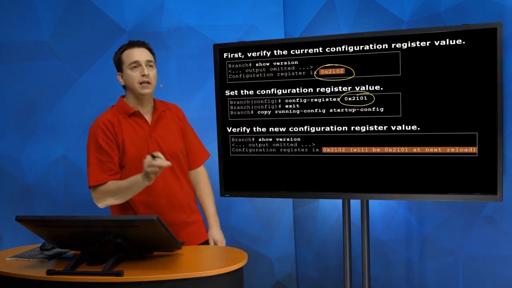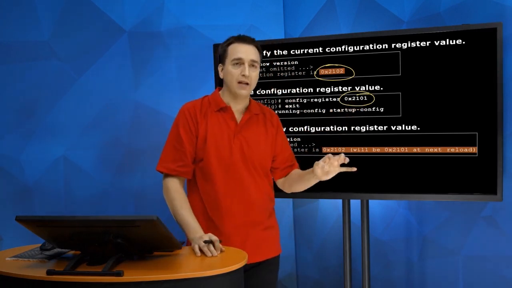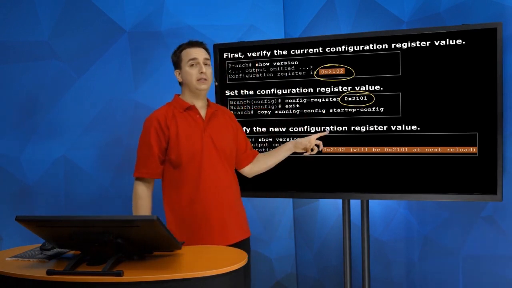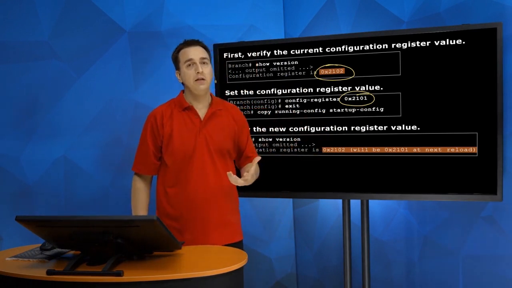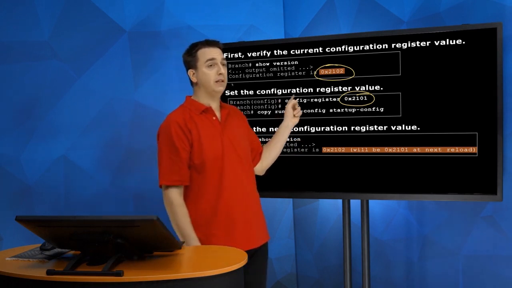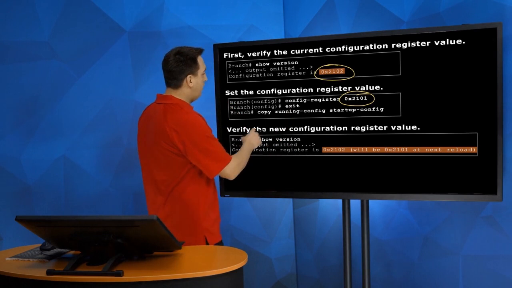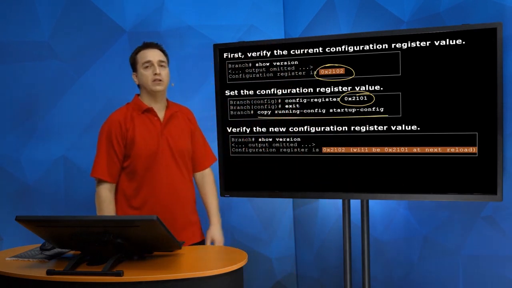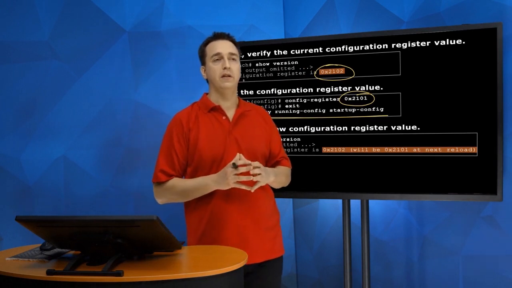0x is the hex. It's telling my device this is a hex value we are now adding in here, which is 2101. If you don't put 0x, then it thinks it's decimal. And decimal 2101 is completely different than hex 2101. So don't forget the 0x. And then we have the command copy running-config startup-config because we have to save the configuration now.